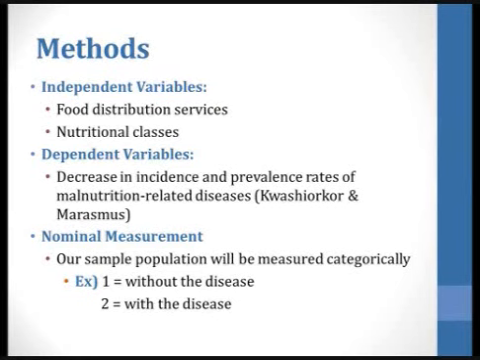Based on our variables, we will measure our data through nominal measurement, in which our sample population, based on each participant's results, will be assigned into numbered categories. For example, each participant would either fall into Category 1, equaling without the disease, meaning either at risk of malnutrition or experiencing malnutrition, or Category 2, equaling with the disease, either kwashiorkor or marasmus.